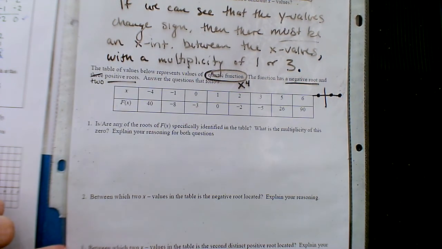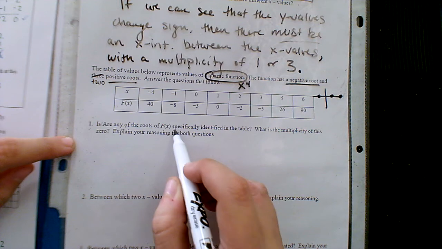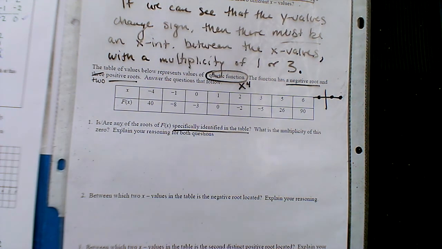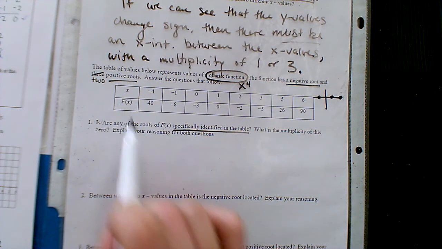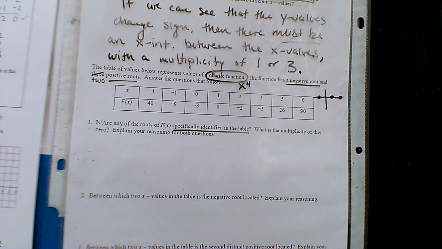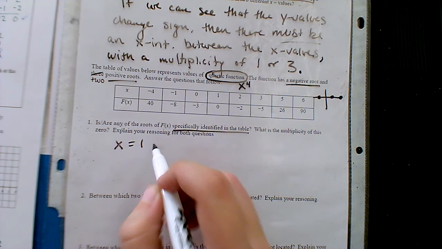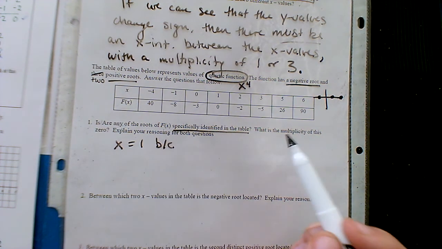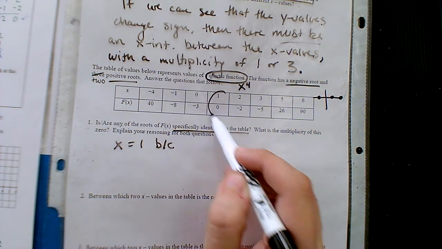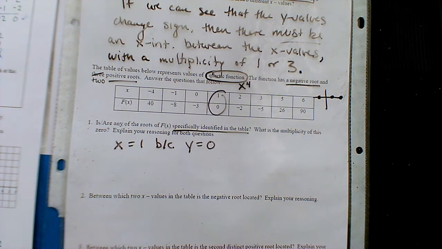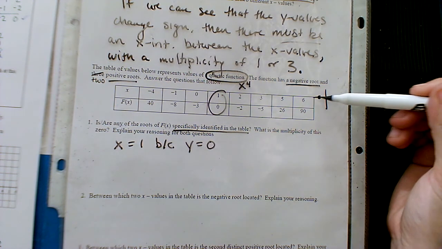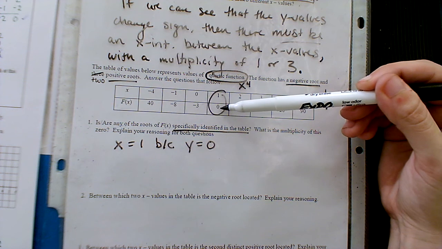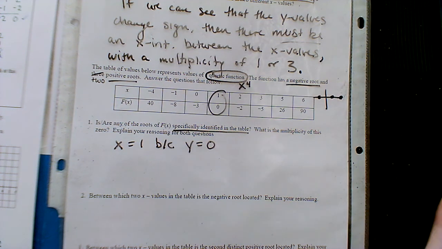So taking a look at number 1, are there any x-intercepts that are specifically labeled in the table? Out of all of these numbers, out of all of those points, can we find one of them, or more than one, that is an x-intercept? Do you see one, Emma? Yeah? The point 1. X equals 1 because? How'd you know that was an x-intercept? Because the y value is 0. Okay, so y value of 0 means you are on the x-axis. All right, so looking at that y value, 1 would be an x-intercept.